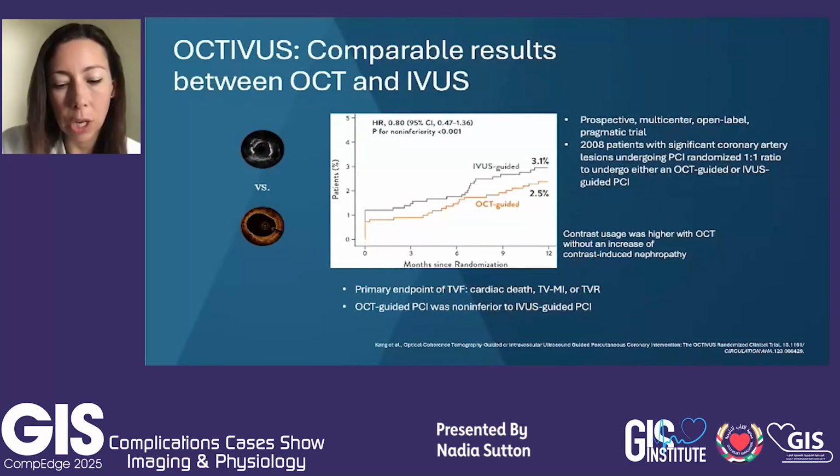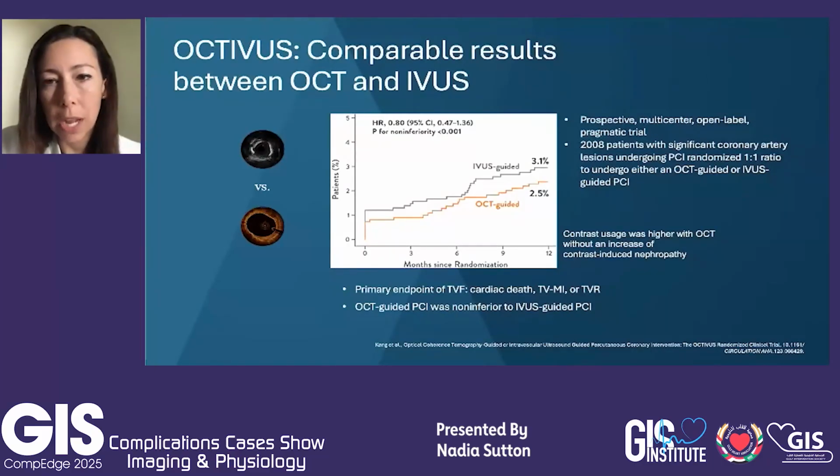So I wanted to make a general comment that, as you can appreciate from the guidelines we just reviewed, these are considered to be pretty much interchangeable. This is supported by the OCTOBUS study, which was a prospective multi-center open label trial that included over 2,000 patients with significant coronary artery lesions that were randomized 1-to-1 to either undergo OCT guided or IVUS guided PCI. In this particular study, the primary endpoint was target vessel failure, with the combination of cardiac death, target vessel myocardial infarction, or target vessel revascularization being the combined endpoint.